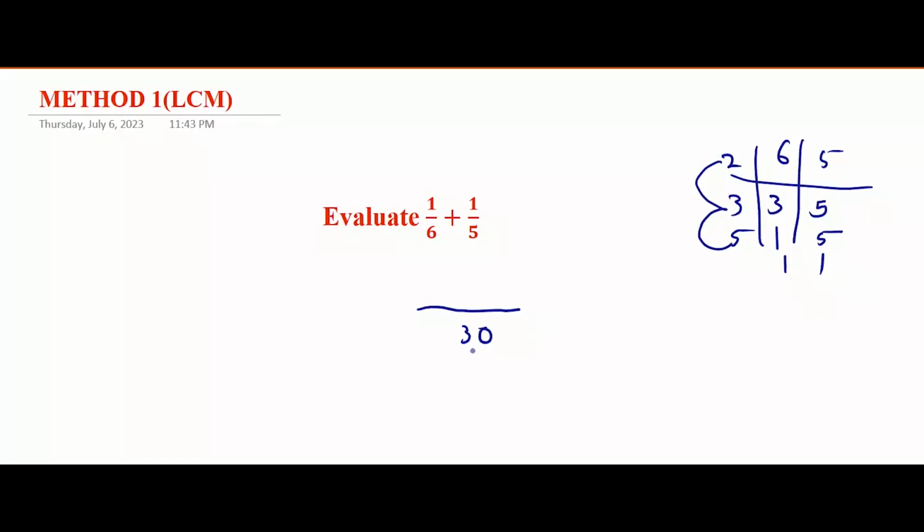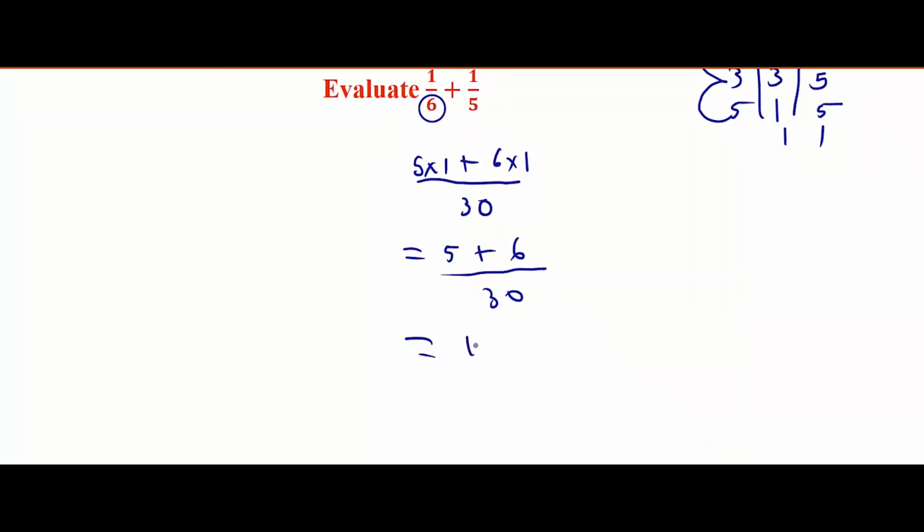Then we can now say 30 divided by this 6, that will give us 5. Then we say 5 multiplied by this numerator here. The same thing we will say, add. Then we will say 30 divided by 5, that is 6, times this numerator here, that is 1. So we can now simplify this to be 5 times 1, 5, add 6 times 1, 6 out of 30, and our answer will be 11 out of 30. So that is the solution to that question.